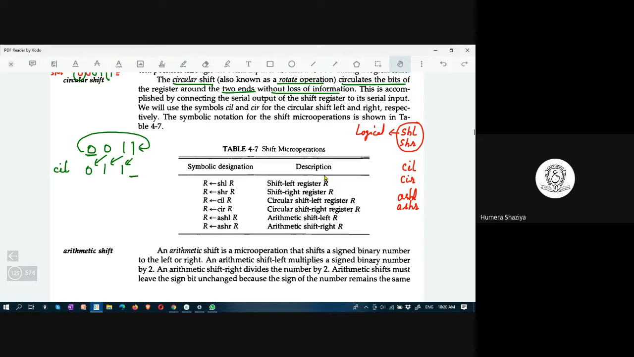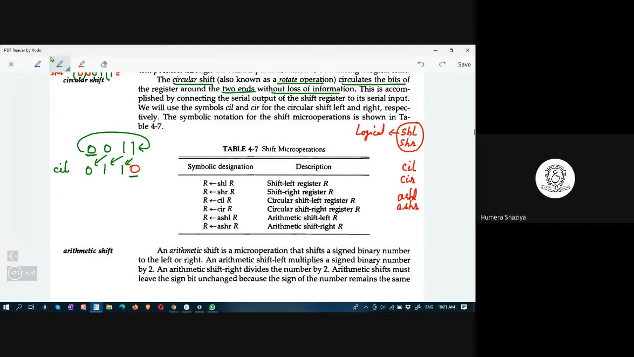This 0 would be shifted here. And from where are you getting the 0? You are getting the 0 from the leftmost position of the binary number. So there is no loss. It is just circulated, rotated.